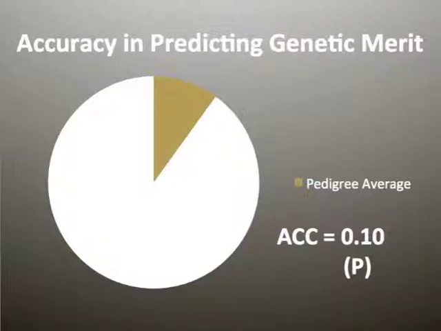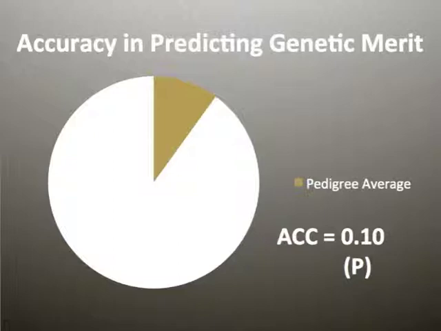This is something that I would admit that we have done a very poor job of explaining in the past. We have not focused much on educating what accuracy is, and therefore most producers don't have a really good understanding of accuracy. They know that if I use a high accuracy bull, then his EPDs aren't going to change around much. But other than that, they don't have a good feel for accuracy.